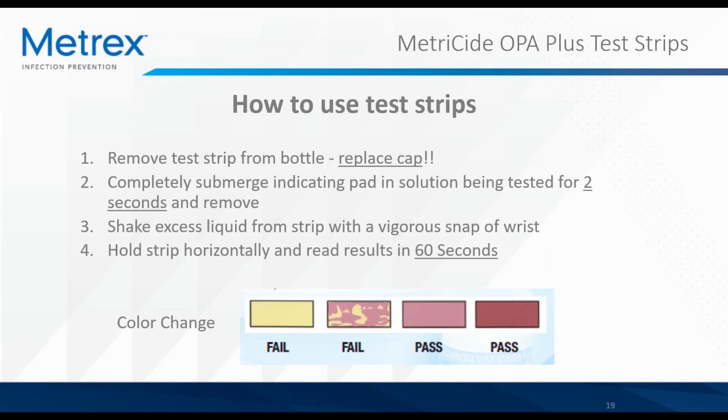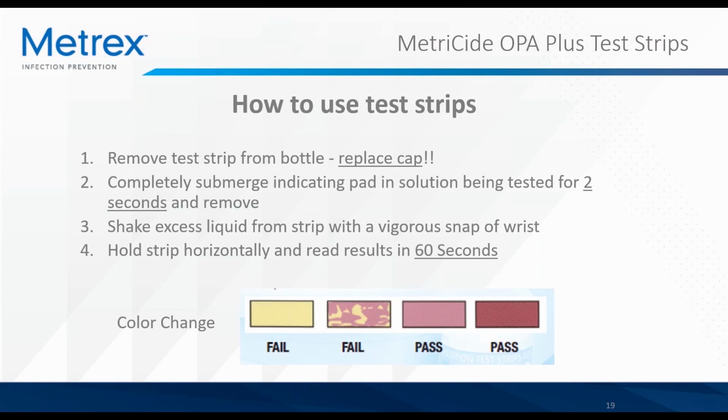The steps to performing the actual test are shown. 1. Take a test strip from the bottle. Be sure to always replace the cap on your test strip bottle to protect the unused test strips. 2. Dip the test strip for 2 seconds, no more, no less. 3. Remove the test strip and give it one good snap of your wrist to shake off the extra liquid.